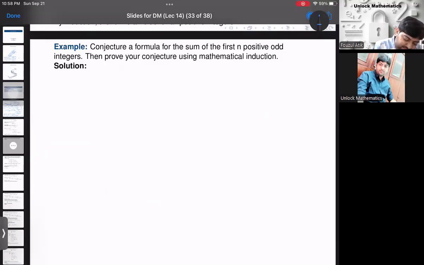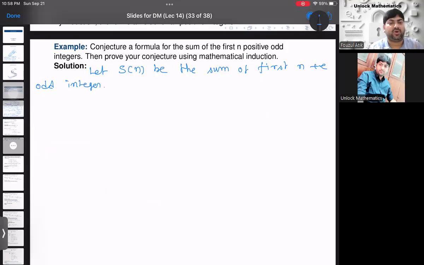So how to prove it? First you assume, let Sn be the sum of first n positive odd integers. Now, what is S1? S1 means sum of first one odd positive integer. What is that? It is 1 itself. You don't have to add anything because it's the single element.